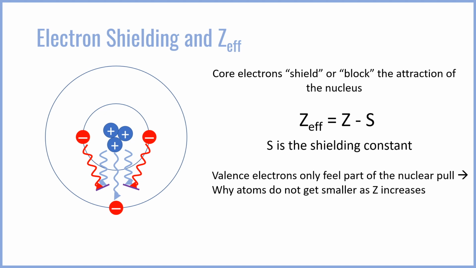Now, in reality, the way in which the core electrons cancel out the protons is not really easy to determine. And so determining the true effective nuclear charge is going to be kind of different. However, what we're going to do is assume that the core electrons each cancel out the attraction of one proton to simplify our lives a little bit.